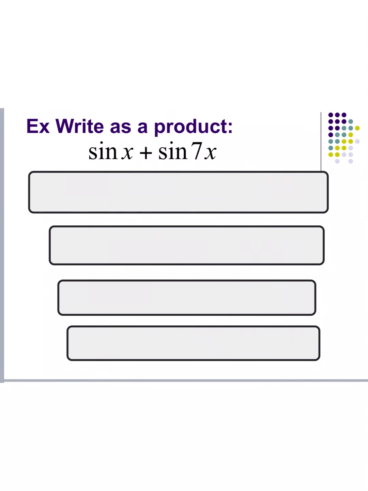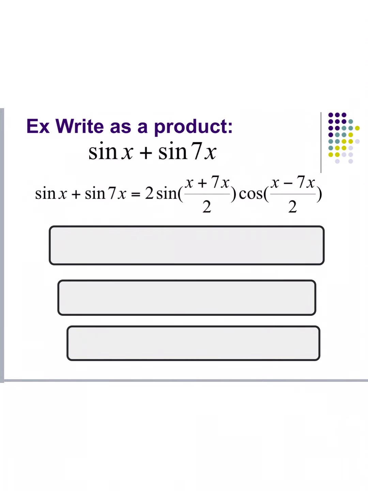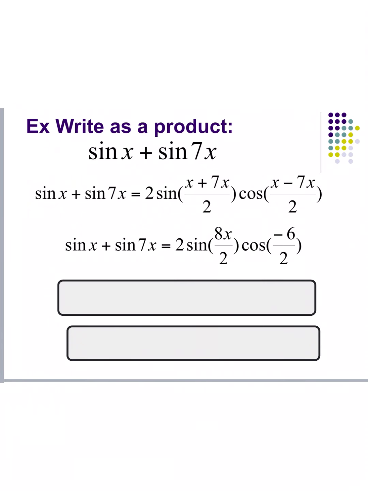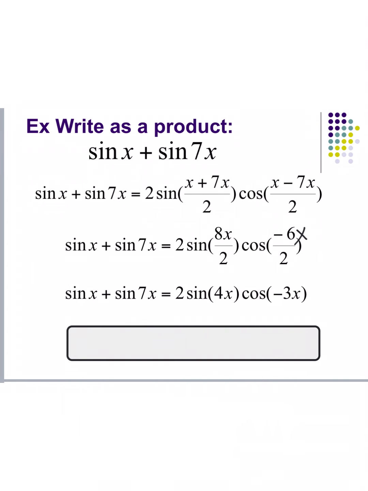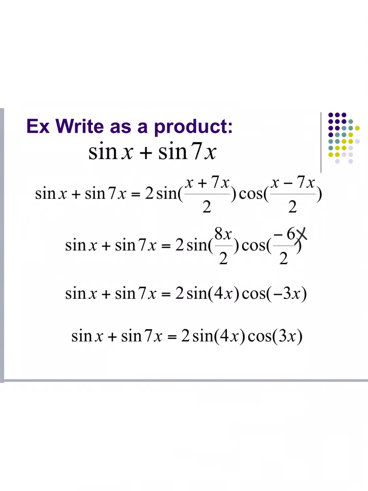For our next example, we have sine of x plus sine of 7x. Since we have sine plus sine, that'll tell us which form to use. So you can see that we have 2 times the sine of u plus v over 2, and then cosine of u minus v over 2. We're going to go ahead and simplify some things. So we have 2 sine of 8x over 2, and then cosine of negative 6x over 2. If I continue to simplify things, then we have 2 sine of 4x cosine of negative 3x. And then the last thing we have to do is manage this negative sign in there. It goes away, and we have 2 sine of 4x cosine of 3x.